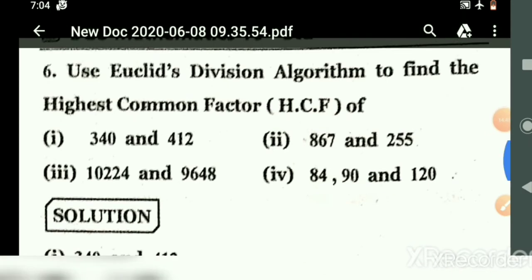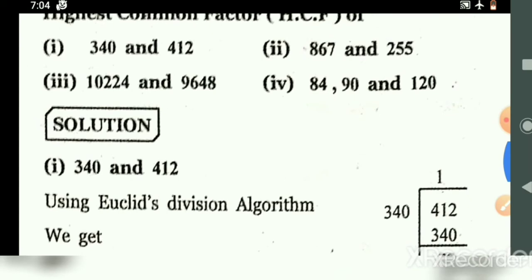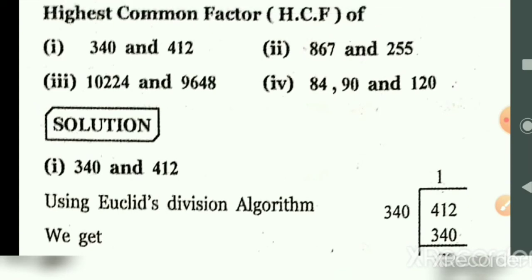Next sum, number 6: use Euclid's division algorithm to find the highest common factor of 340 and 412. The first, second and third subdivisions are HCF of 2 numbers. The fourth sum has only 3 numbers. The first, second and third use a and b, the division algorithm. Both are the same, the division algorithm and Euclid's lemma.